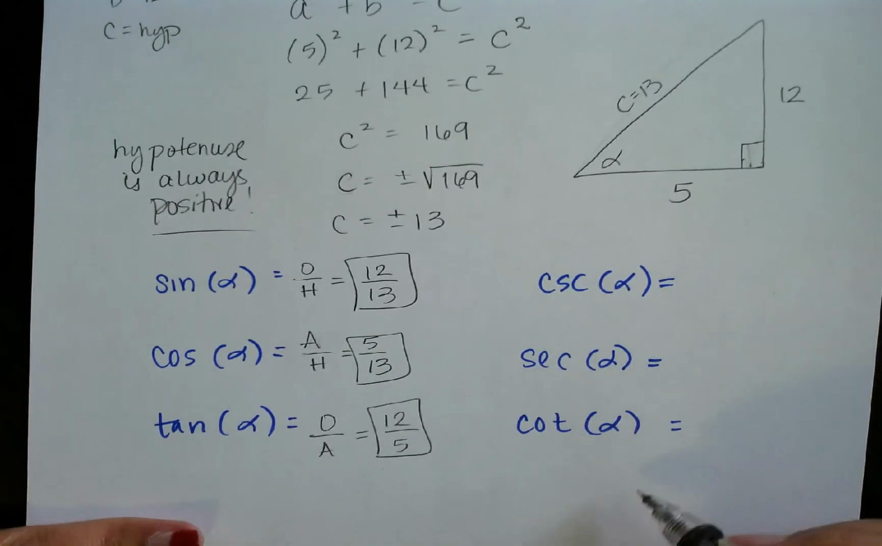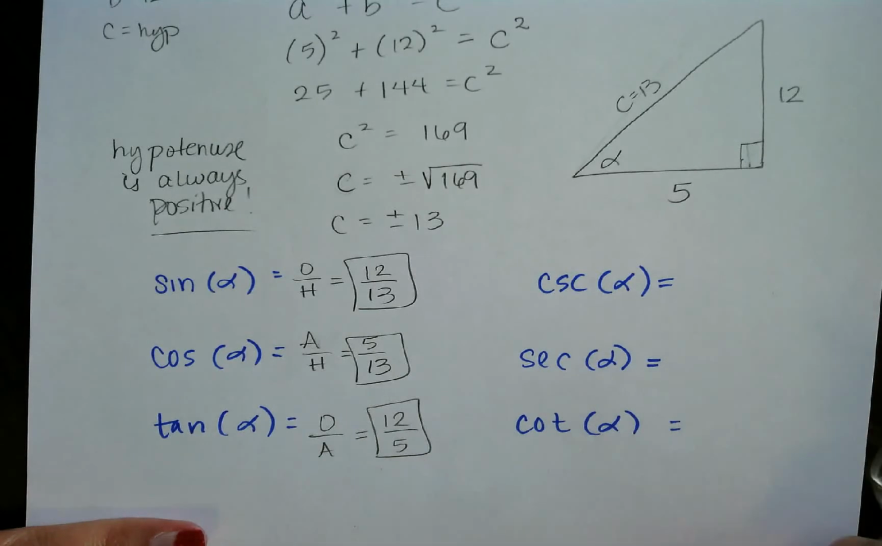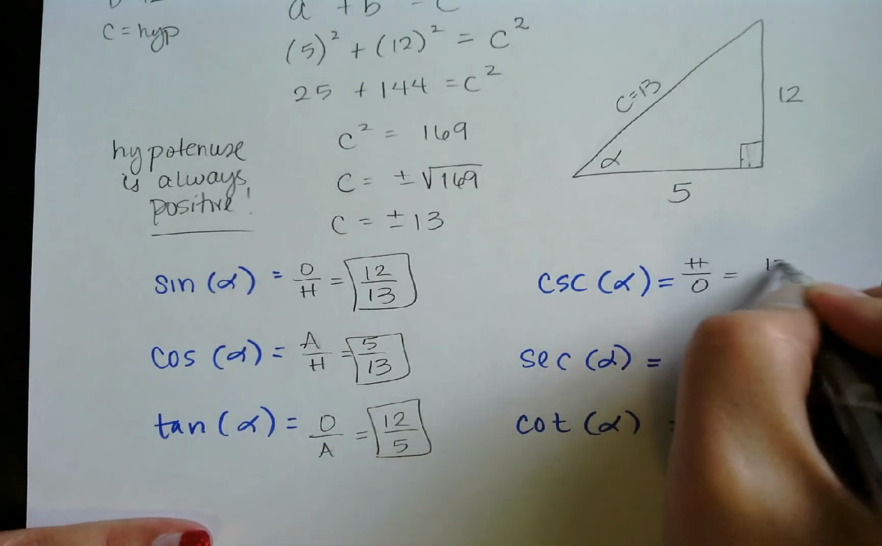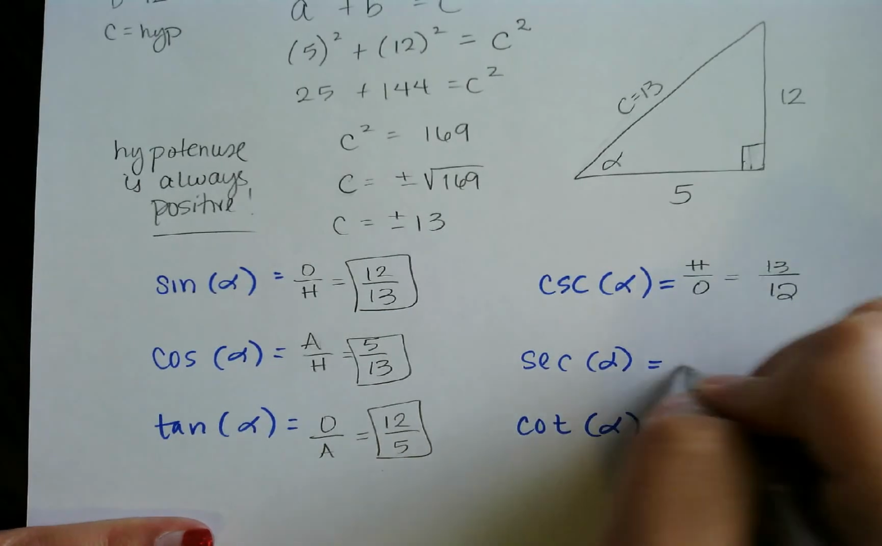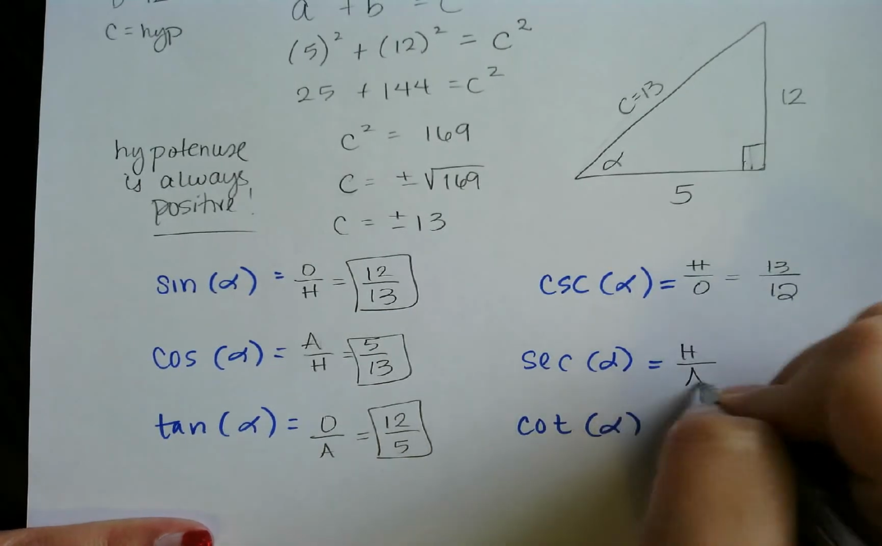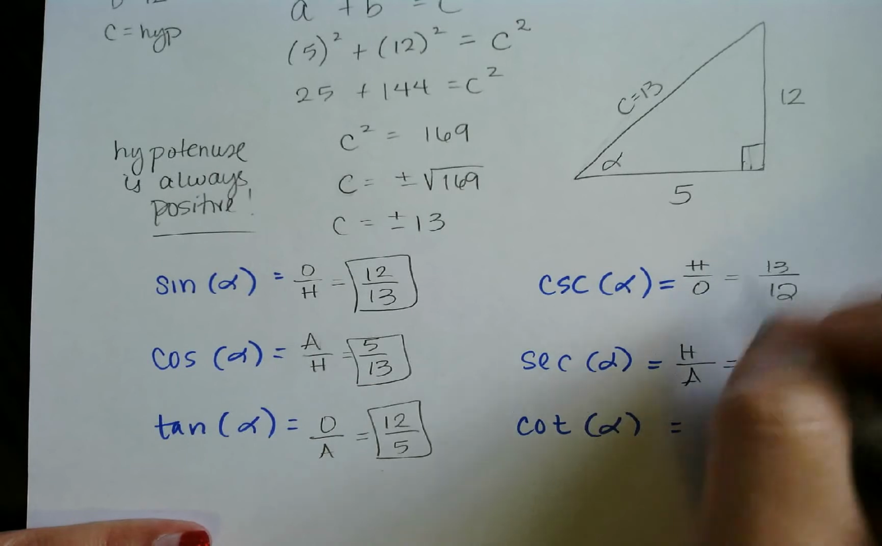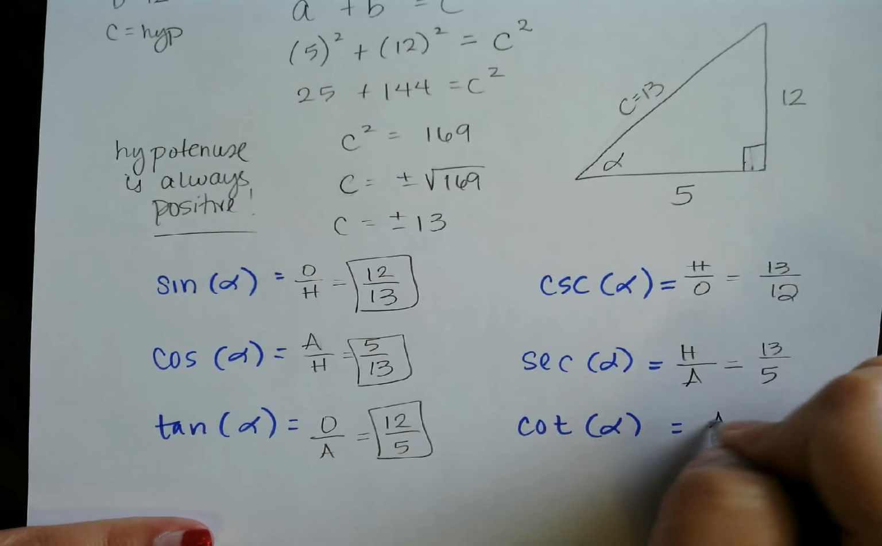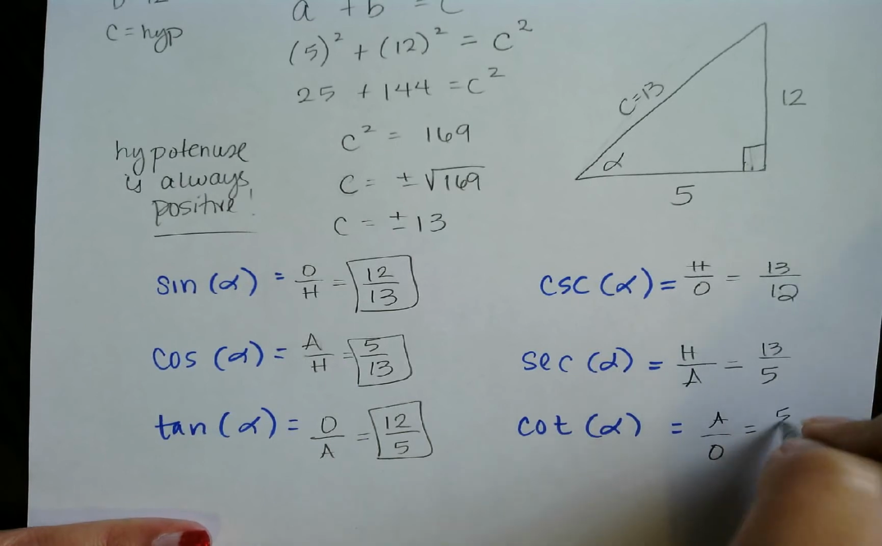And now to find all the other ones, just flip them all upside down, okay? Because this is hypotenuse over opposite, which is 13 over 12. Hypotenuse over adjacent for secant, which is 13 over 5. And the flip of tangent, which is adjacent over opposite, 5 over 12.